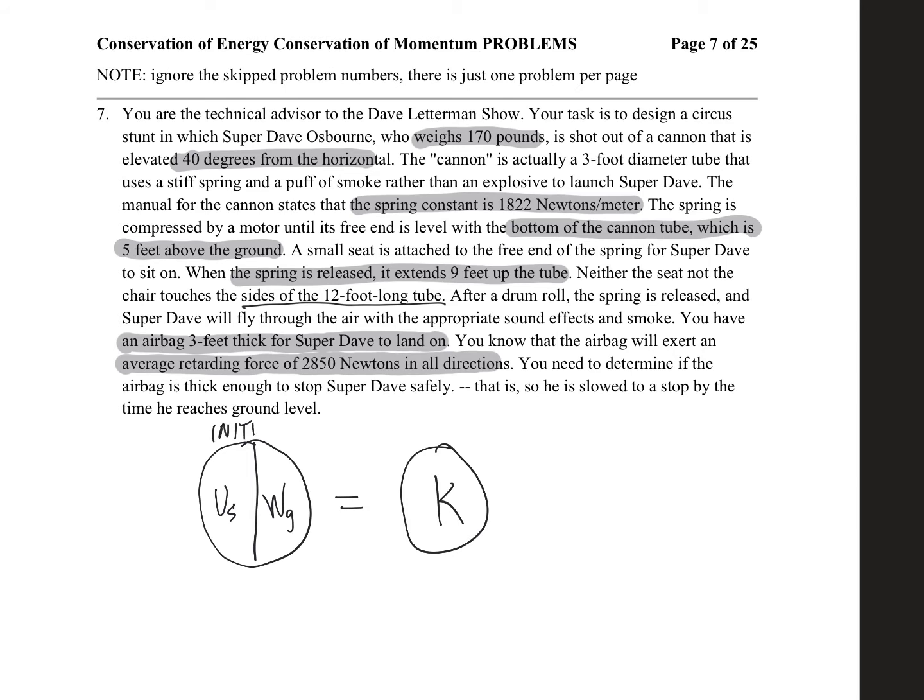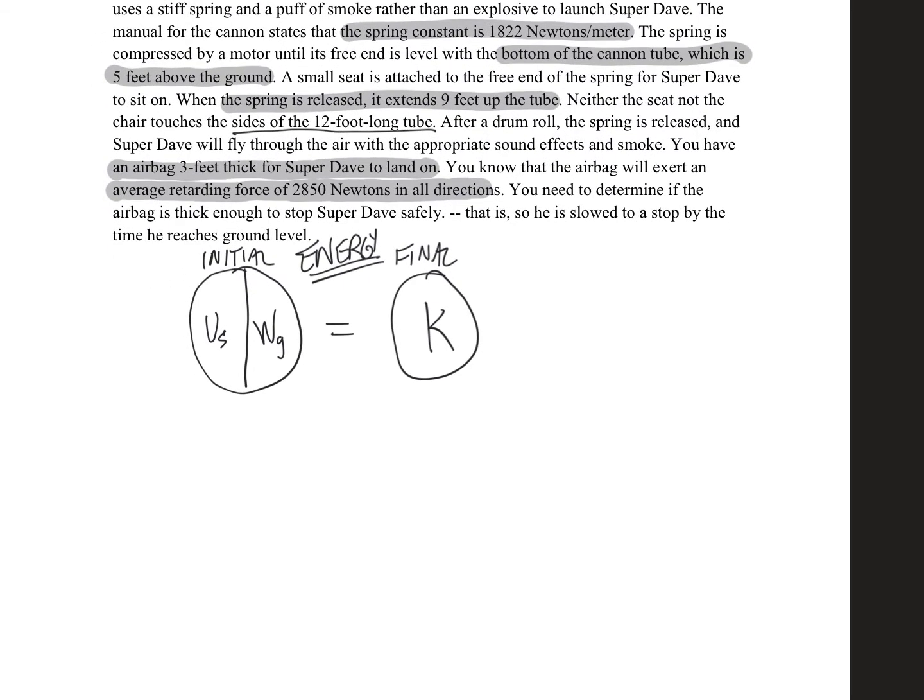So initially and finally, our energy balance looks like that from a pie chart perspective. We're going to have to get his speed, and then that speed is going to relate to how he hits the mat, if you will. All right, so let's deal with this.